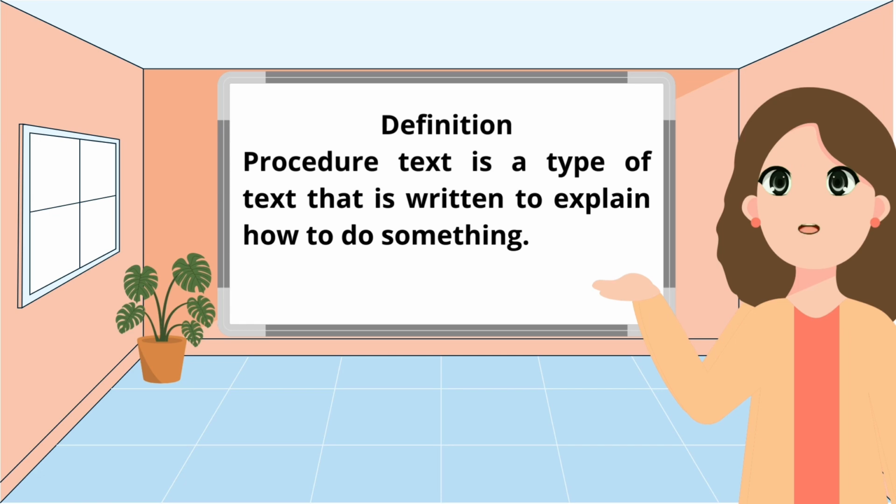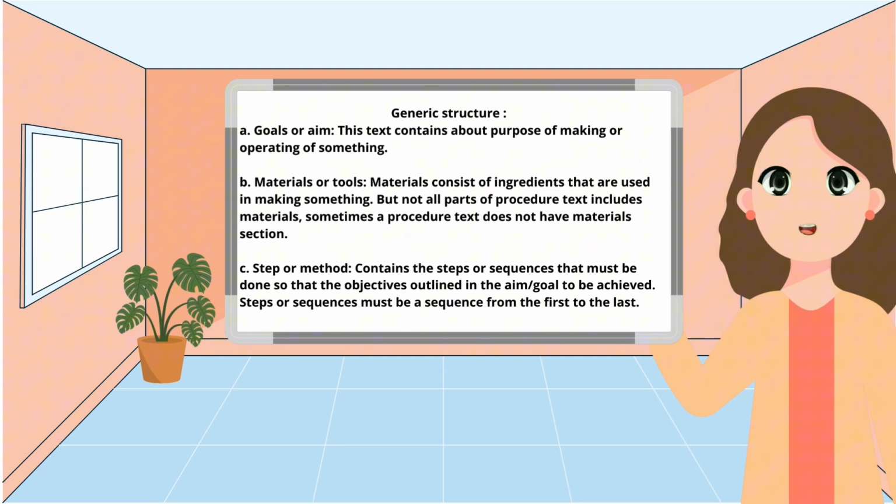The definition of procedure text is a type of text that is written to explain how to do something. Generic structure. A. Goals or aim. This contains the purpose of making or operating something. B. Materials or tools. Materials consist of ingredients that are used in making something, but not all procedure texts include materials. Sometimes a procedure text doesn't have a material section. C. Steps or method. Contains the steps or sequences that must be done so that the objectives outlined in the aim or goal can be achieved. The steps must be in sequence from the first to the last.